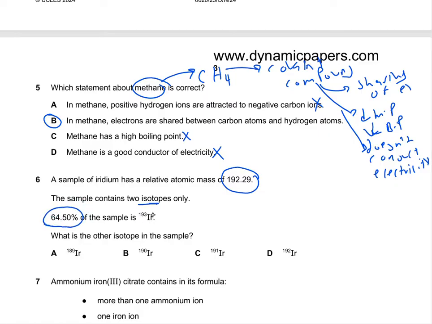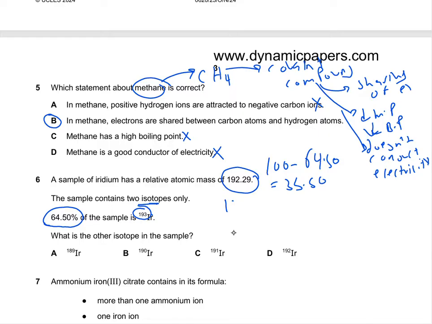64.50% of the sample is rubidium with a mass of 193. So, what is the other isotope in the sample? We want to know the mass number of the other isotope. First of all, we can calculate the percentage of the other isotope as we have the percentage of one of the two isotopes. So, 100 minus 64.50 equals 35.50. That's the percentage of the other isotope.